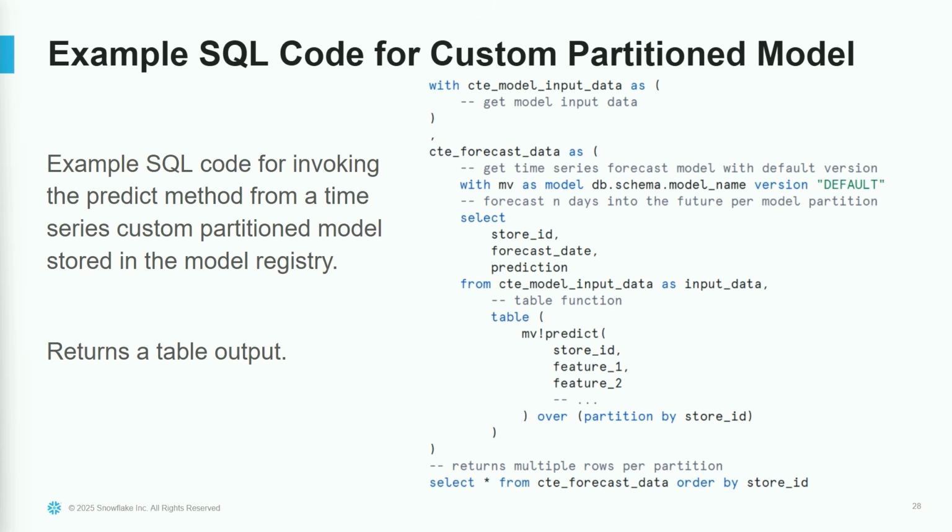And then for the result returned, let's say the forecast is for 10 days and I'm doing 10 models, we would expect 100 rows out of this when I do my select star from the forecast data CTE. And then I'll show this as well in the live demo.